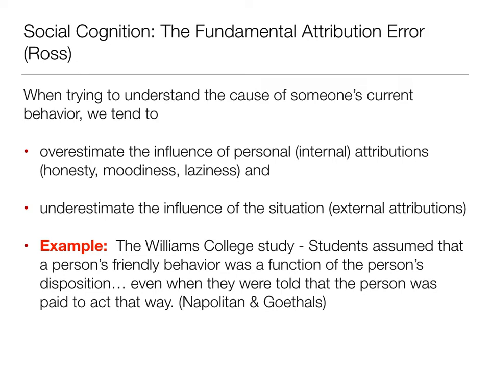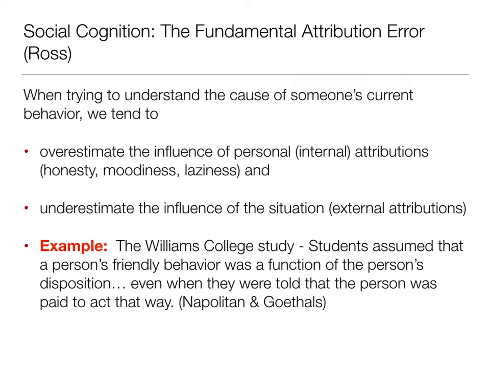Yeah, you might have paid them, but they were still just really nice people. They just happened to be getting paid on top of it. They would have acted that way anyways. So this is, again, overestimating that influence, that personal or these internal attributions. And that can be both the good, as this research example gives you, or the bad, like our traffic example gives you. So that fundamental attribution error is that we're going to overestimate those personal internal attributions, and we're going to underestimate the influence of the situation for other people.